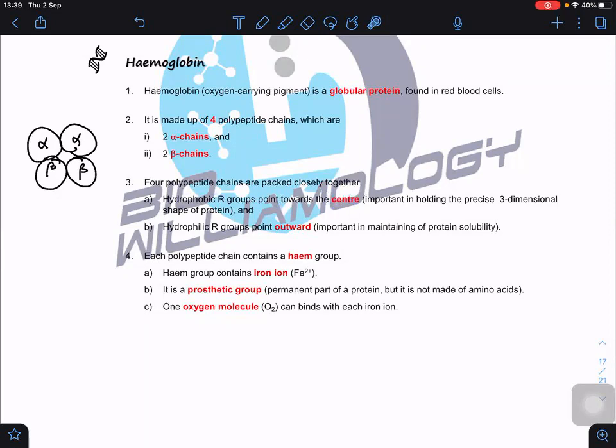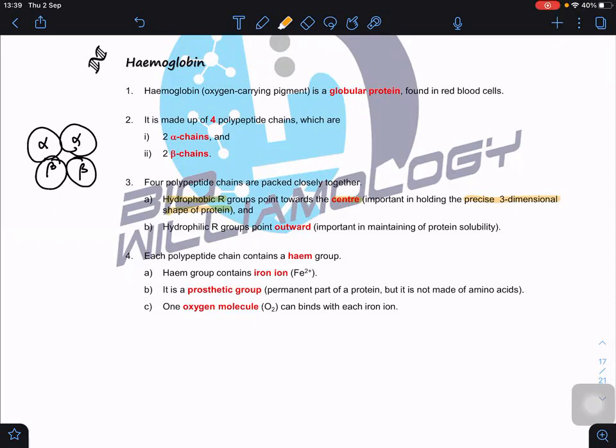okay? Because why? Hydrophobic groups don't like water, right? So we make them at the center. When they are at the center, these hydrophobic R groups help us to maintain the precise 3-dimensional shape of the protein. Try to imagine that you fold something. If you didn't use glue, it will unfold. Correct or not? So the hydrophobic R groups help us to maintain the shape.